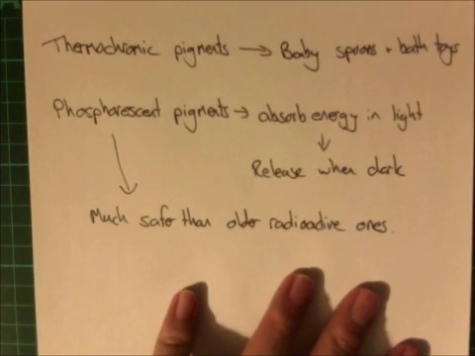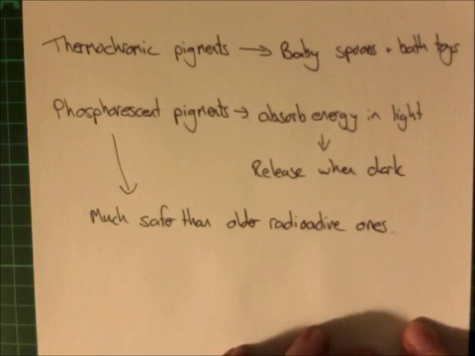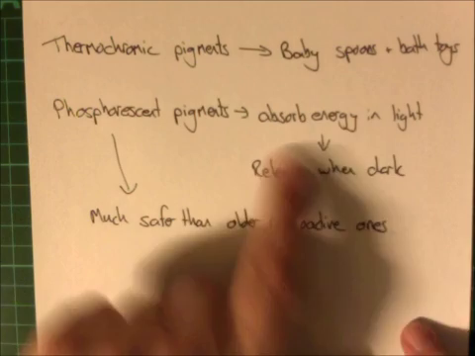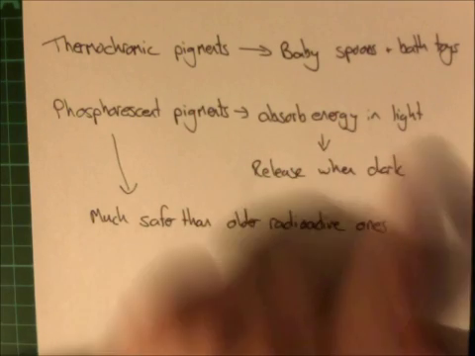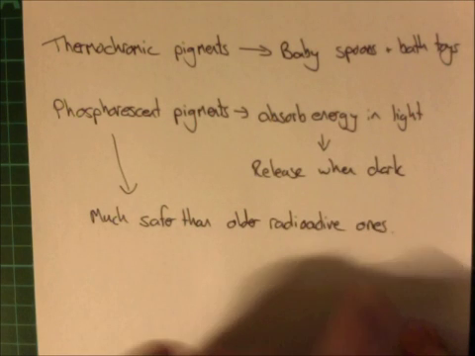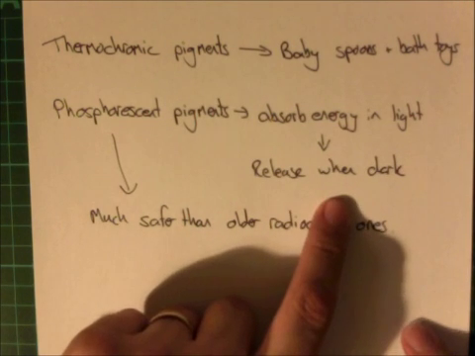Finally we'll look at phosphorescent pigments. So these are the glow in the dark ones, and basically you know yourself, if you leave them in a windowsill with plenty of sunshine, they absorb energy in the light, and then when you take them away from there and put them in a dark room, they'll release light.